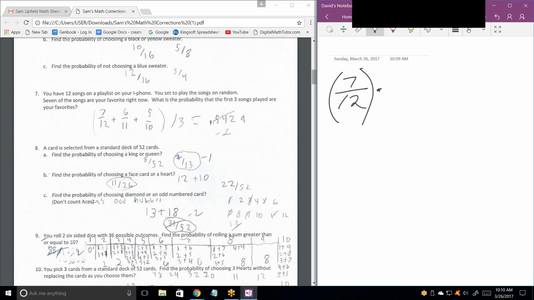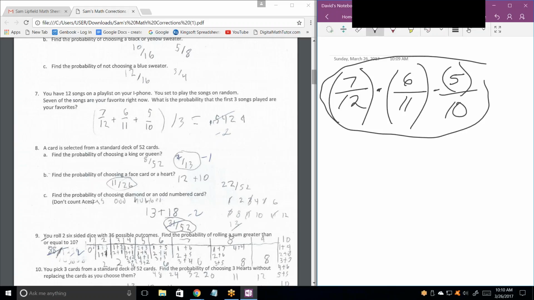And then I'm going to multiply it by the probability that the second song played, which can't be, now your list of favorites is down to 6 songs, and there's only 11 songs to choose from. And the third song, there's only 5 favorites left out of 10 songs. So when you multiply those 3 fractions together, you get the odds, and the odds aren't going to be very good. In other words, it's approximately 1 out of 8. You can put this in your calculator if you want, but the odds are only going to be 1 out of 8, which is like 12%.